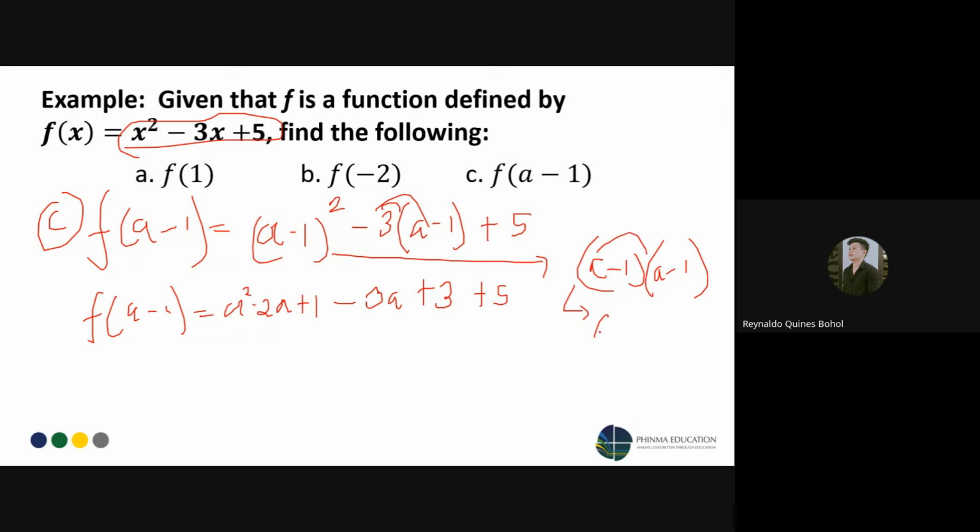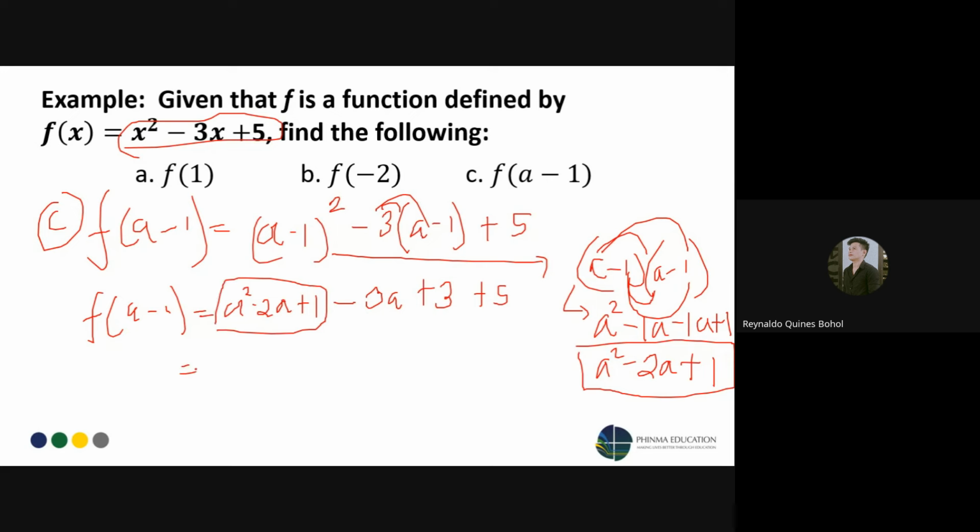Then, square method: A squared, then next is 1, since the first number comes before the variable. Next is negative 1A. Negative times negative is positive 1. That's why the answer here is negative 2A plus 1. A squared, 2A minus 2A plus 1. So now we add the like terms.